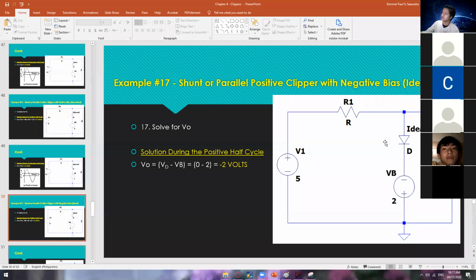So as a result, if we have a complete forward bias, we are only dealing with the voltage drops in here. Voltage drop of this diode and then the bias voltage itself. So we have here V sub D minus V sub B. For the diode, of course, it's 0 since it's ideal, and then negative 2 volts for the bias voltage. So 0 minus 2 is negative 2 volts. So that's it for the positive half cycle.